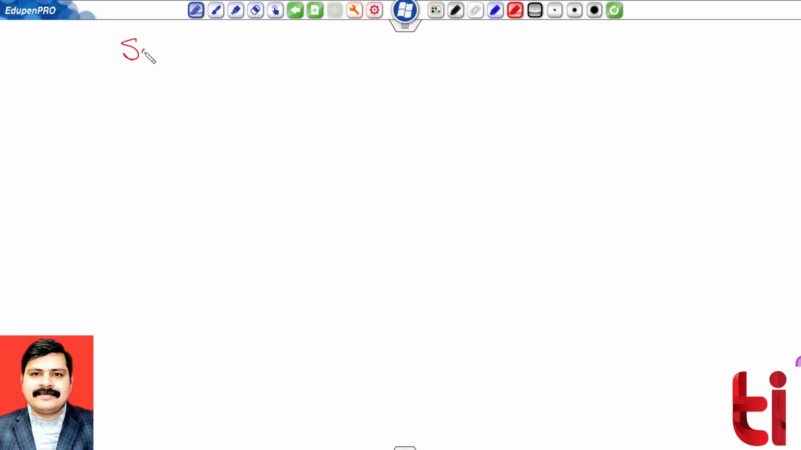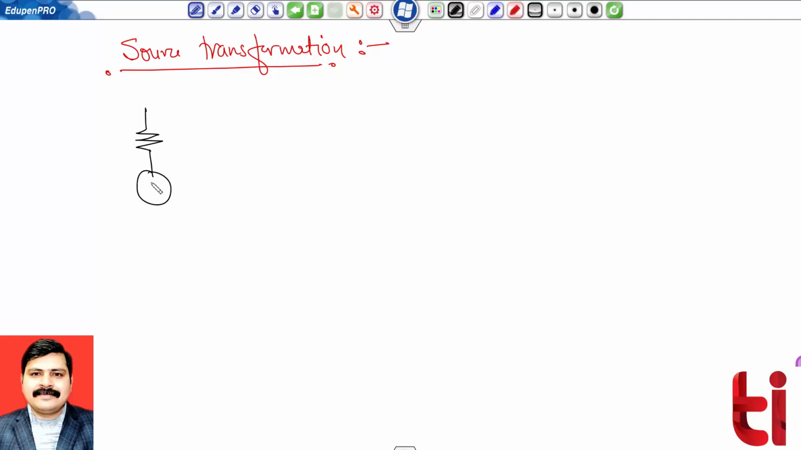Source transformation. So this source transformation says that if we are having a practical current source or voltage source, then it can be converted to the equivalent voltage source or equivalent current source. So let me show you. Suppose I am having a practical voltage source, with a series resistance R, voltage Vs, and suppose current from this is Is.